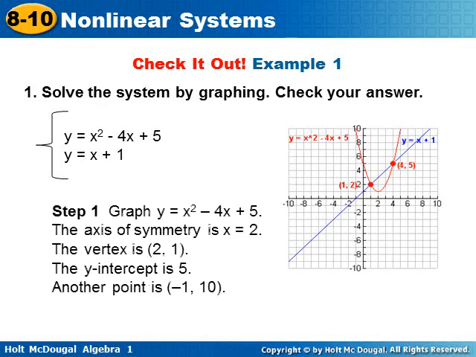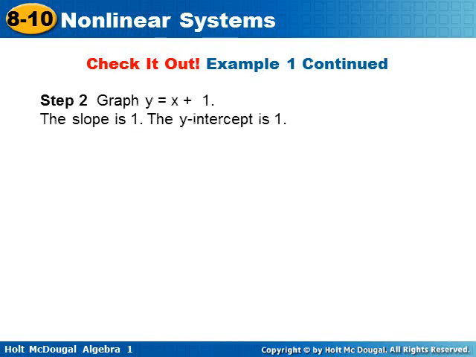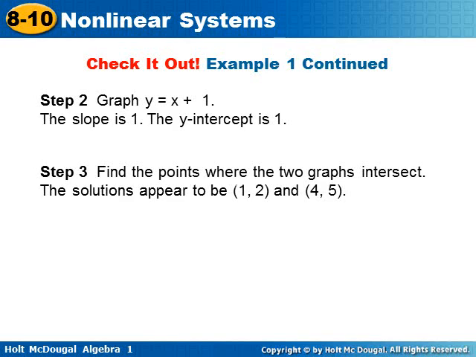So we're going to graph y equals x squared minus 4x plus 5. The axis of symmetry was x equals 2, the vertex 2, 1, y-intercept is 5. They pick another point, -1, 10, but it's okay if you just reflected the y-intercept across also. Graphing y equals x plus 1, the slope was 1 and the y-intercept was 1, so you went up 1, and then for your slope you counted up 1 over 1. Step 3, find the points where the two graphs intersect. They appear to be at 1, 2, and 4, 5.